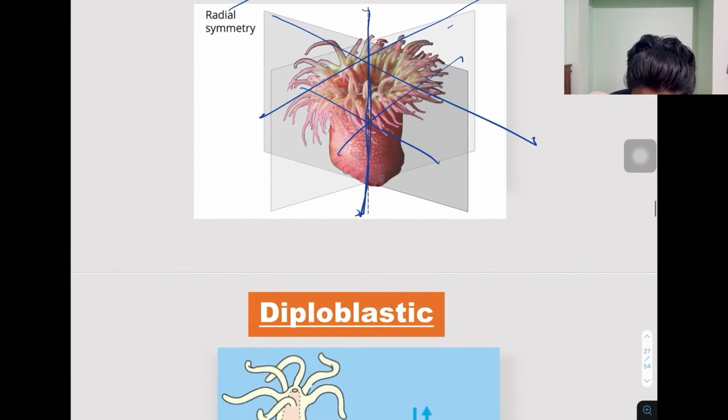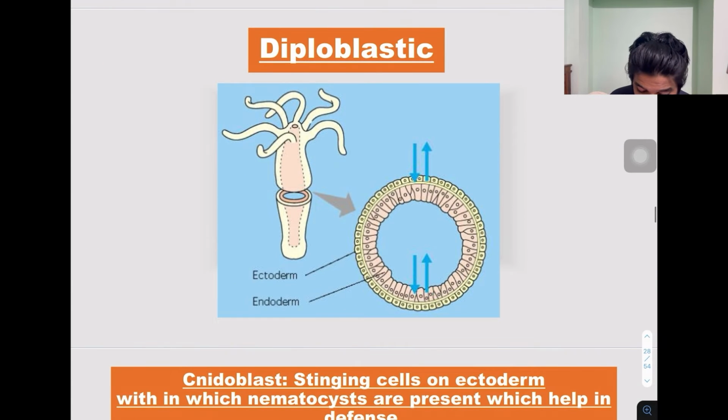Then coming to their germ layers, they are diploblastic in their development. During their embryonic stages, they have an outer ectoderm and an inner endoderm. In between, there is no mesoderm, but instead of mesoderm, there is a mesoglea. Hence it is called diploblastic. All the coelenterates are diploblastic.